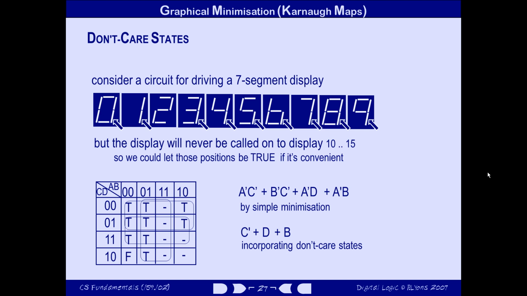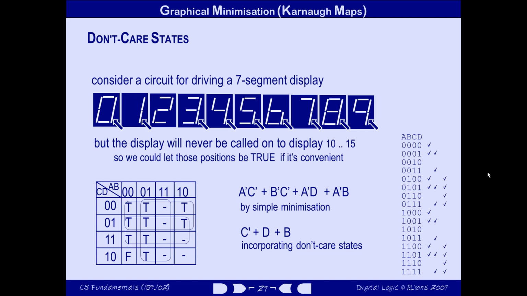Now, this may all seem too good to be true, if you'll pardon the pun, so let's check that it's worked. Here's the complete list of possible 4-bit inputs. We've said that the output should be true if the value of C is 0, which corresponds to these input combinations. The next term in the minimized expression is D. And here are the input combinations where D is true. The final term is B, which corresponds to these input combinations.